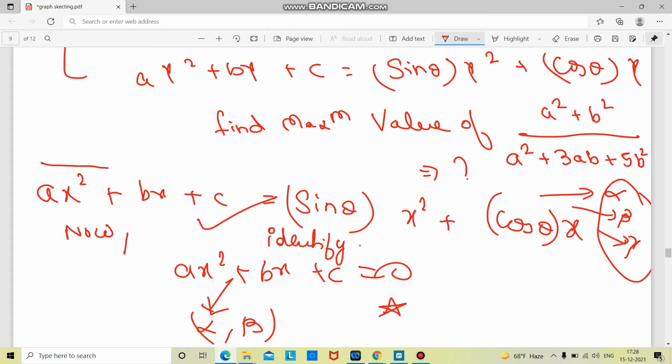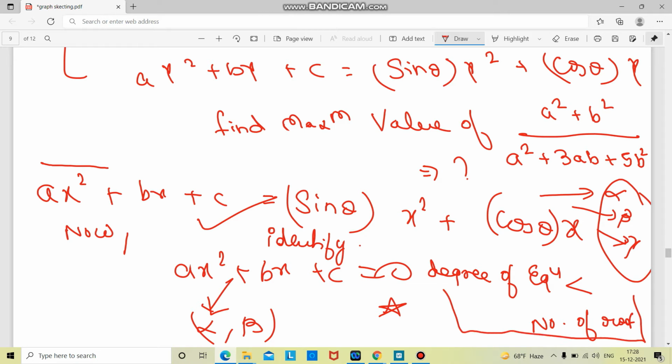Whenever the degree of the equation is less than the number of roots, then the equation becomes an identity. So we can solve this question very easily now.